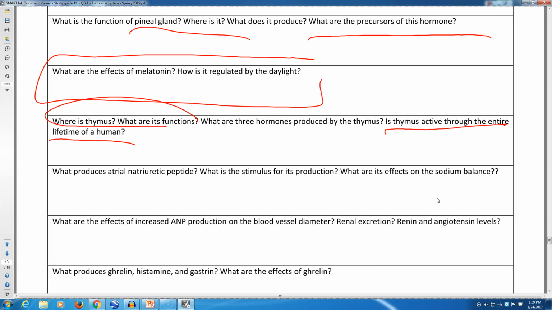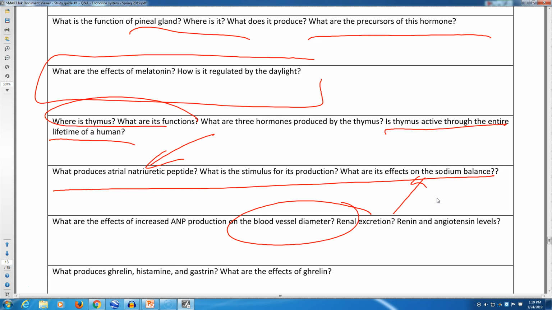Now, secondary. ANP, already discussed. So for these hormones, you have to know the stimulus. Okay. Stimulus here, high blood pressure. Effects: natriuresis, release of sodium, and lowered blood pressure. And it's also a vasodilator. It inhibits the Renin-Angiotensin System.